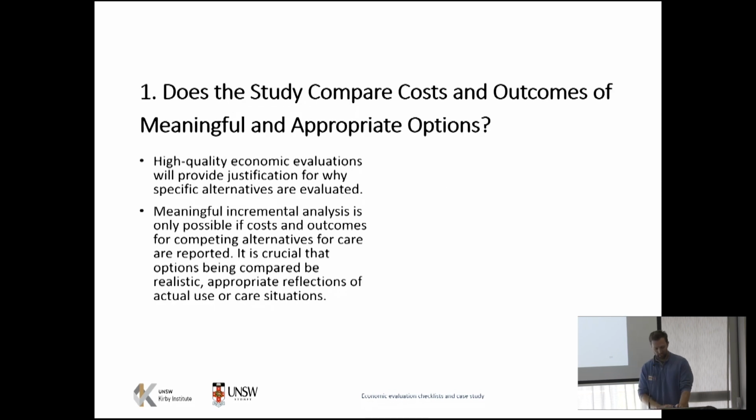Okay. So I'm just going to go over a few questions to dig into the methodology and see what you think. So the first question is, do you think the study compares costs and outcomes of meaningful and appropriate options? And I'll throw open to the floor.